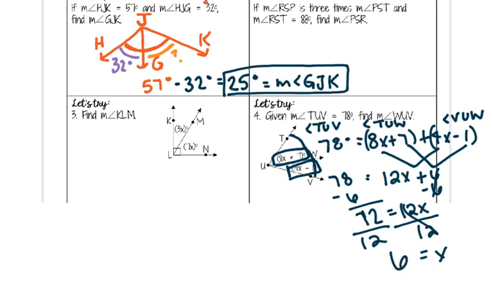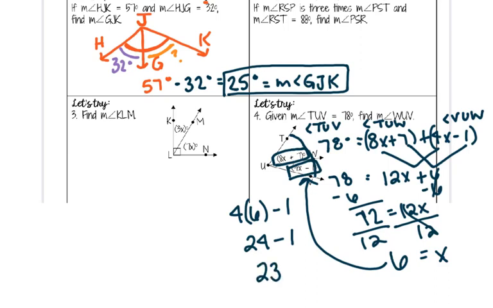But did it ask us to find the value of x, or did it ask us to find WUV? It asked us to find WUV, so we need to plug this back into what WUV is. WUV is 4 times 6 minus 1. 24 minus 1 is 23 degrees, which is the measure of angle WUV.